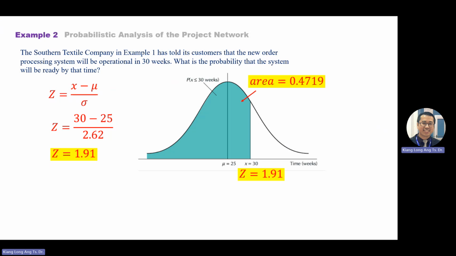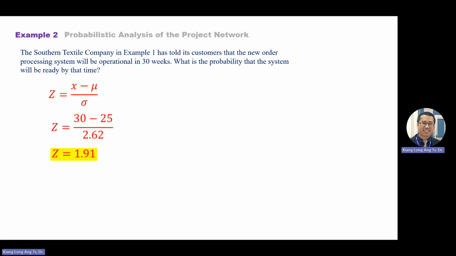So the customer asks you, can you complete in 30 weeks or not? 30 weeks is on the right hand side of 25. So in your solution, you draw the curve, draw the middle point and write mu 25, then draw one line here, x equals 30. From the table just now, you get 0.4719. Where is it? It's on this one. This area is 0.4719. If you cannot see it, I'll flip back the graph for you.